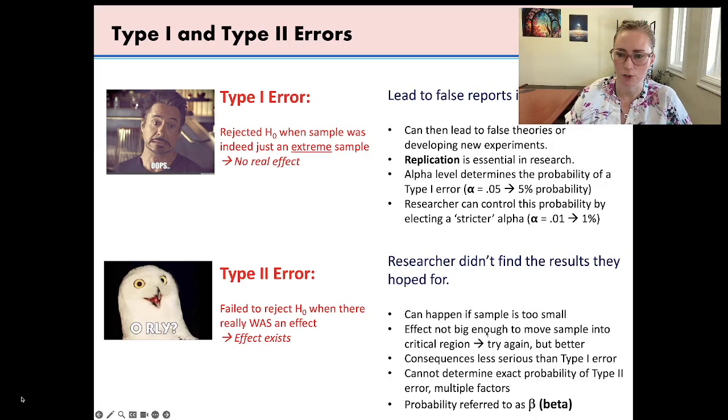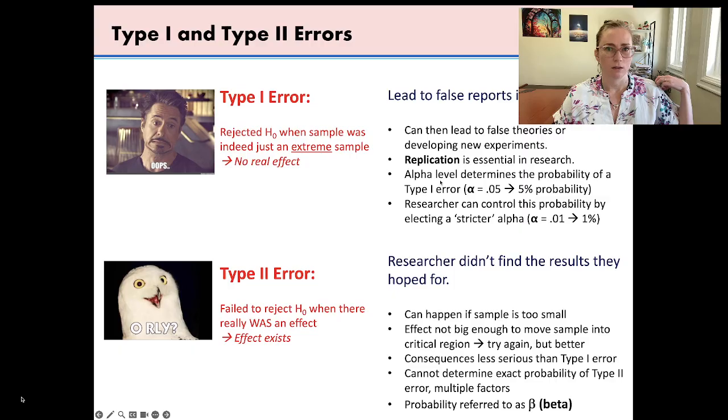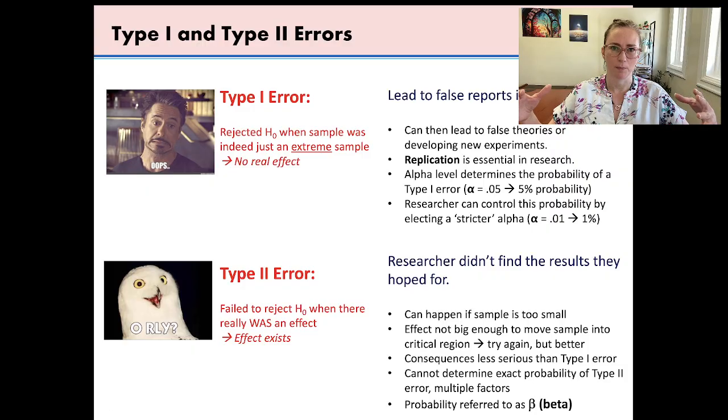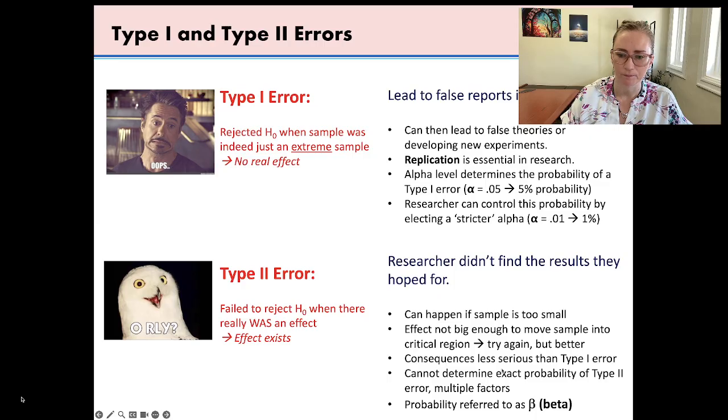So the effect was not large enough. We need to try again, but better, ideally with a bigger sample size. These consequences are way less serious than type 1 errors, right? Type 1 errors could create a whole building of experiments that are all based on a faulty theory. But in type 2, the thing is, we don't know the probability of committing this error, but we do assign it simply as beta, whereas for type 1 error it was the alpha level. Here we simply refer to it as beta.